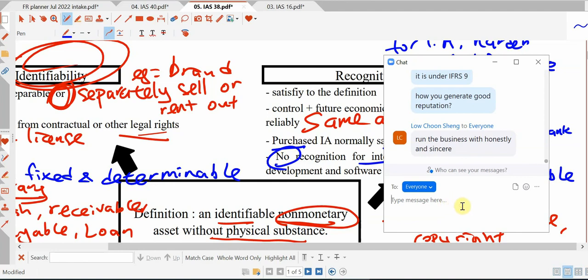But normally in business, if you're too honest, you end up closing shop. Okay, that's what Chinese believe lah. In business, must be bad a little bit lah. Too honest cannot make money. Okay, it's not good to teach you the bad thing lah.